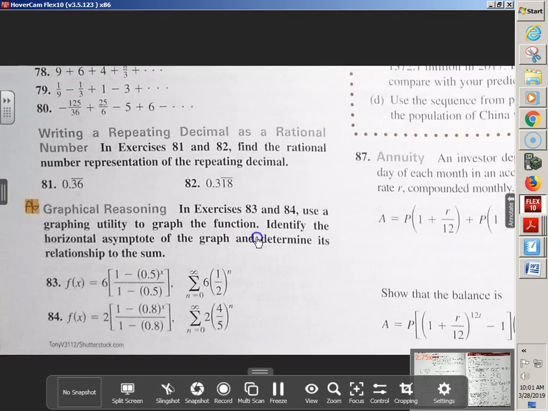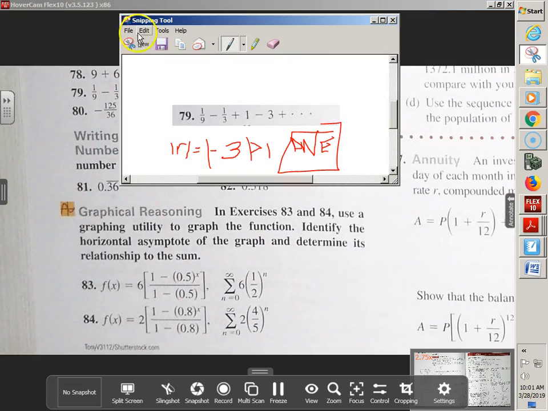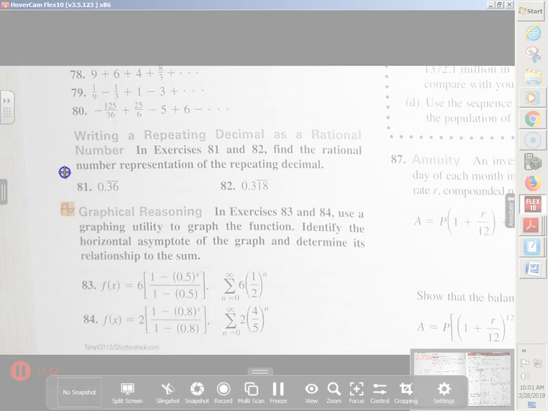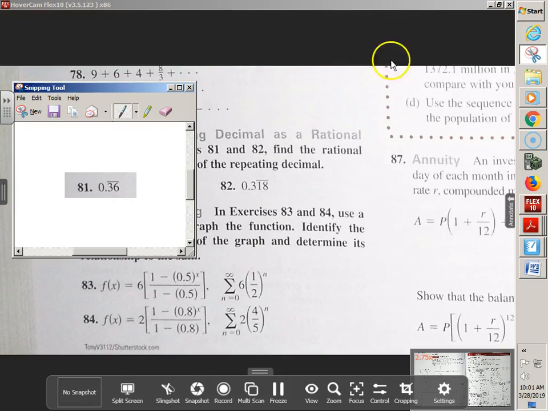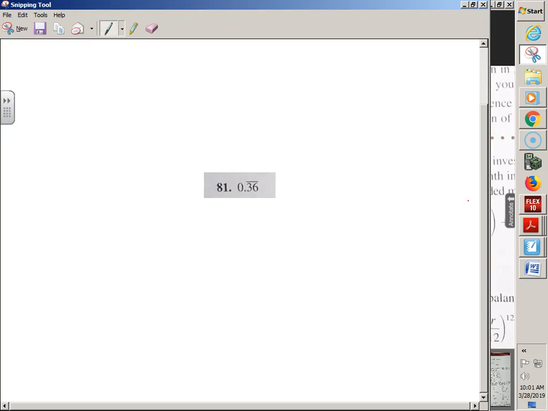81? Oh, that was like the one we did yesterday. How would you guys rewrite this guy? If this helps, writing it the other way gets confusing. This way, do you guys see how it's 36, 36, 36, 36? But how many decimal places do we need to add every time?